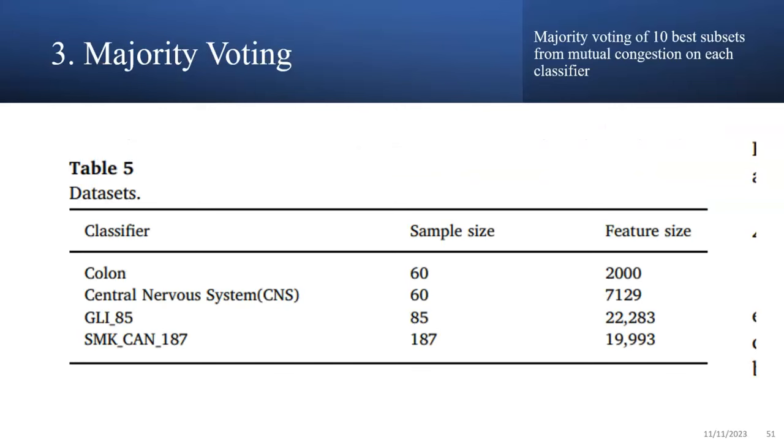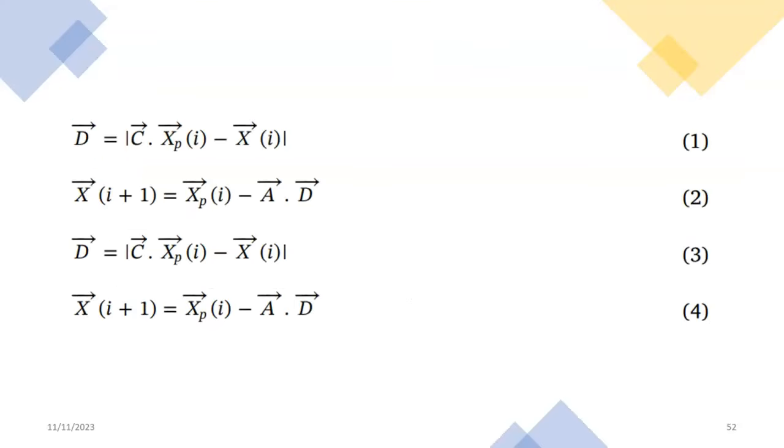If you look here, colon has 2000 features, central nervous 7000, GLI has 22,000 features, and SKM has 90,993 features. So we need to reduce it to optimize. Just to analyze it more, let's see how the optimization algorithm or heuristic algorithm works.